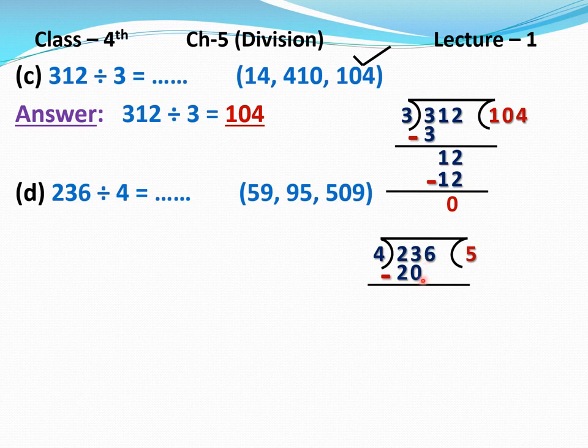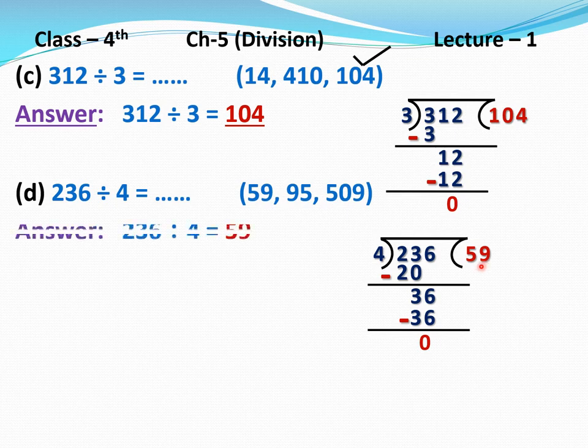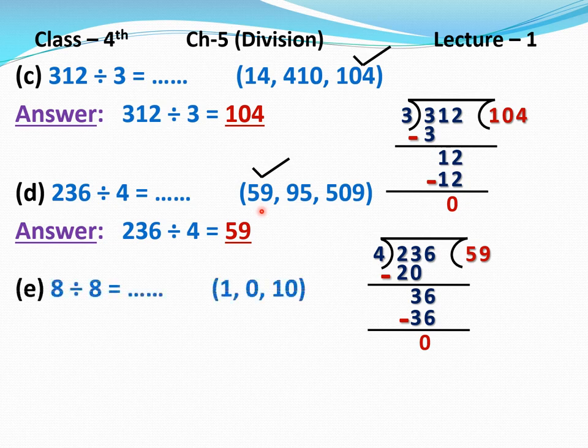Now subtract this. 3 minus 0, 3. Write 3 here. 2 minus 2, 0. Now take one more number, that is 6. So the number will be 36. Now multiply 4 by 9. 4 9s are 36. Now subtract this. 6 minus 6, 0. 3 minus 3, 0. So the quotient is 59. So write down the answer. 236 divide 4 equal to 59. So the correct quotient is 59.